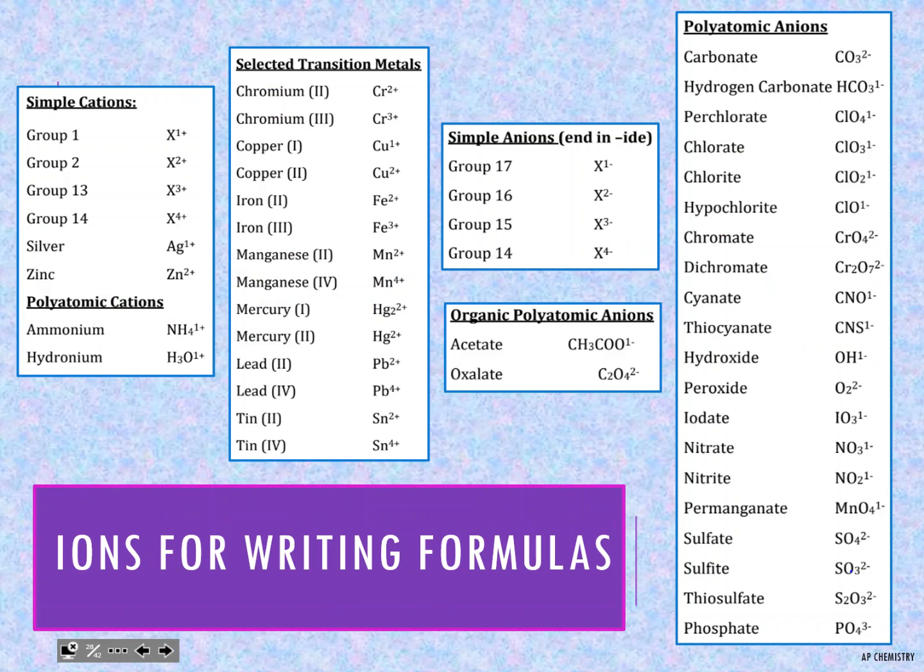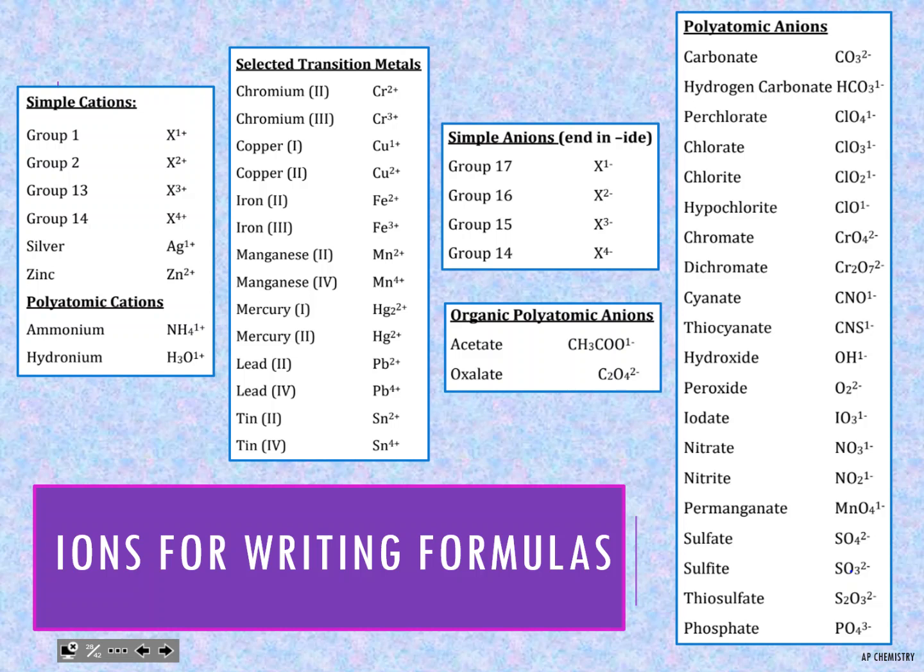This is one that I incorporated into your notes packet as a good reference list. Like I said, it gives you the simple cations, the polyatomic cations over here on the left. Selected transition metals, that's not all of them, but you see the Roman numerals there that will designate the charge on the particular one. So if you see a Roman numeral, you know what the charge is for the name.